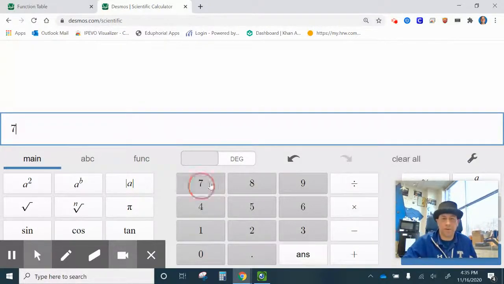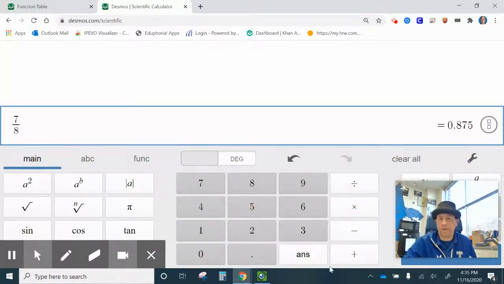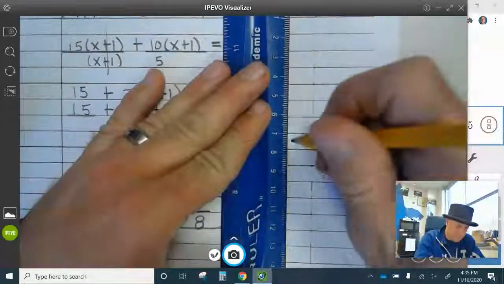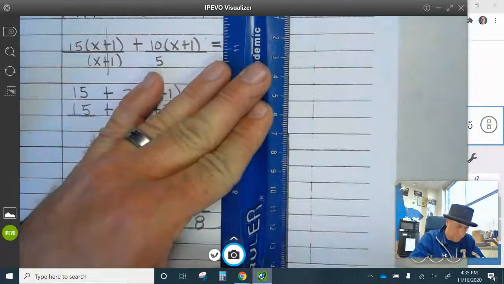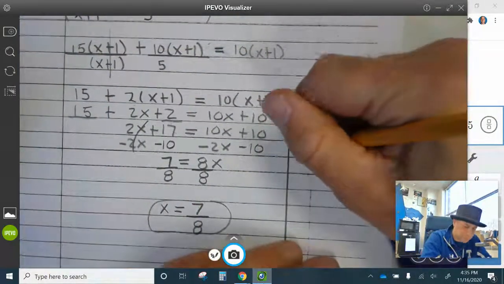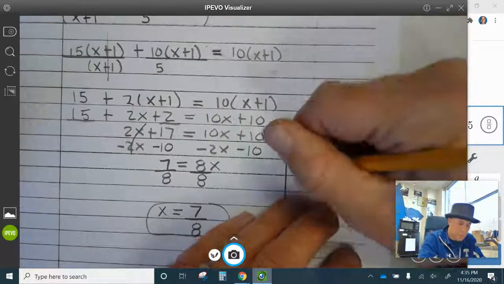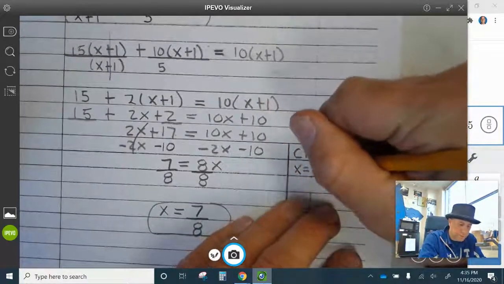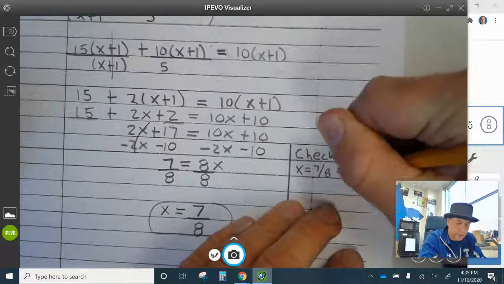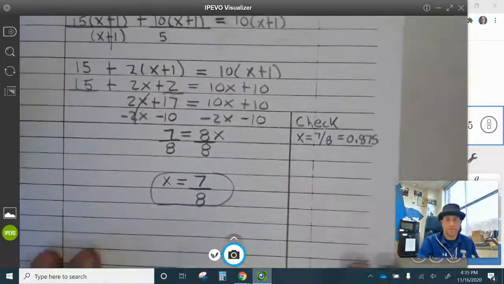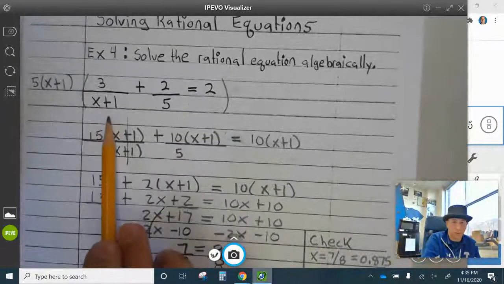Okay, 7 divided by 8 is 0.875, okay? So we're going to check. x equals 7/8, but we know that's equal to 0.875. Okay, so we're going to plug that everywhere there's an x.